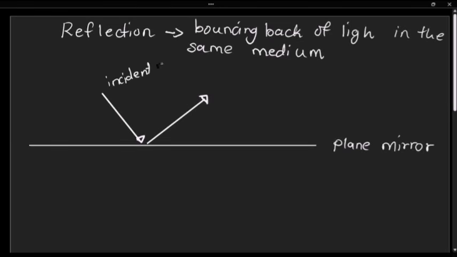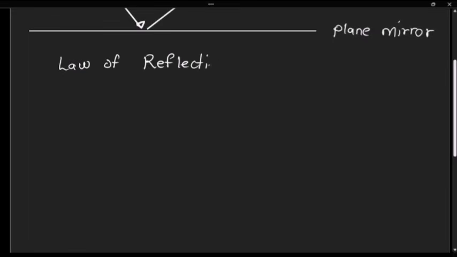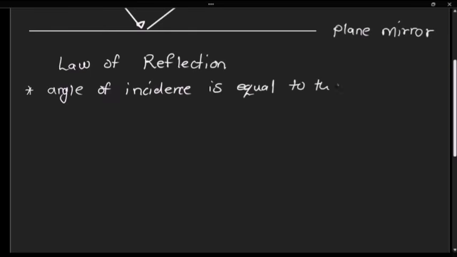So, the ray which strikes the mirror, we call it the incident ray. And the ray that reflects back, we call it the reflected ray. So that is reflection simply. Then we have what we call the law of reflection. The law of reflection says that the angle of incidence must be equal to the angle of reflection.